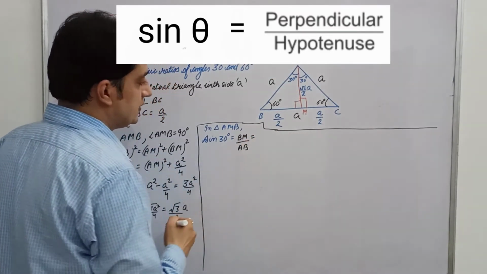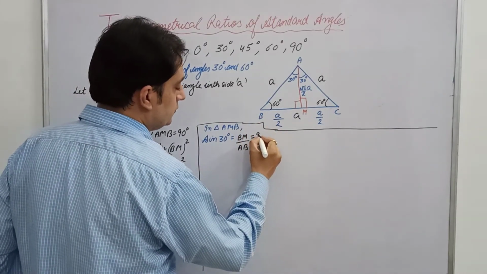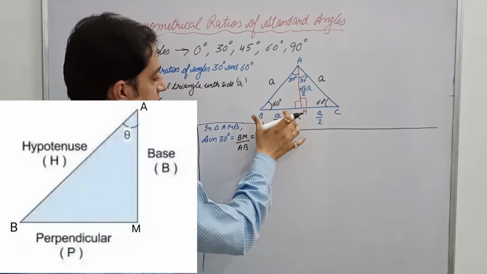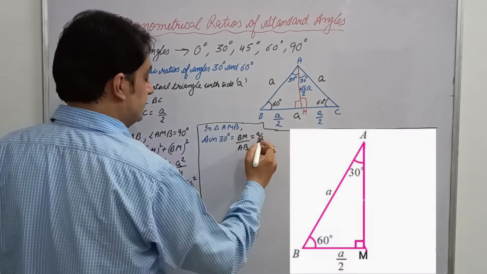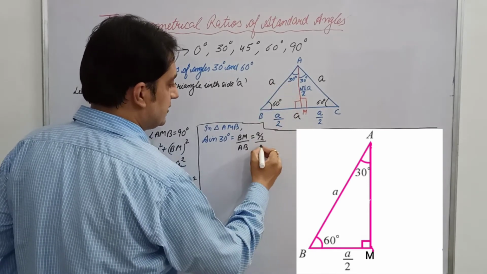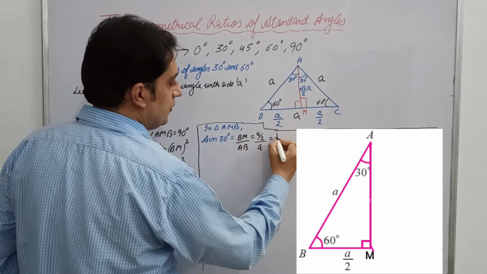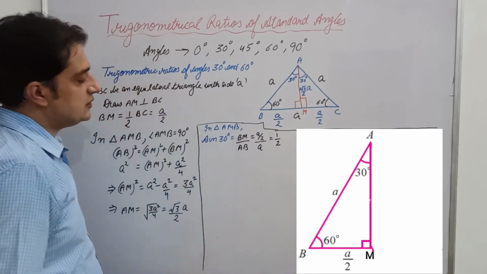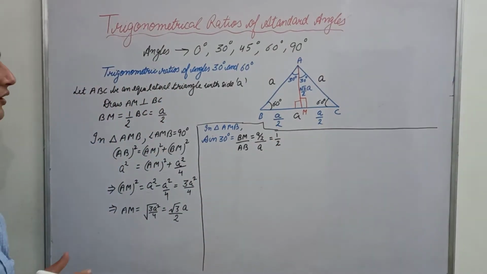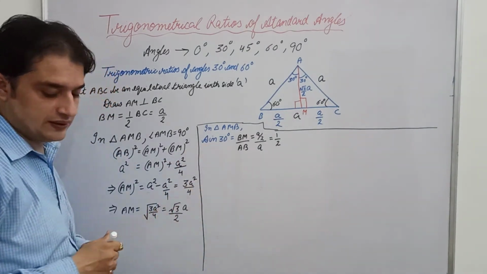right? So what is the value of BM? The BM value is A by 2, the side of this right angle triangle, and AB is the longer side, that is A. So A cancels out with A, the value is 1 by 2. So this is the value of T ratio for sine of angle 30 degree, right?